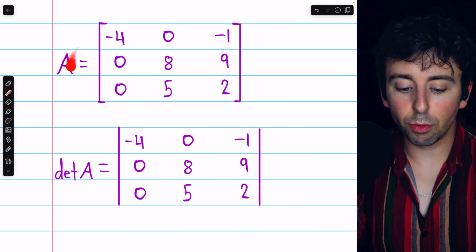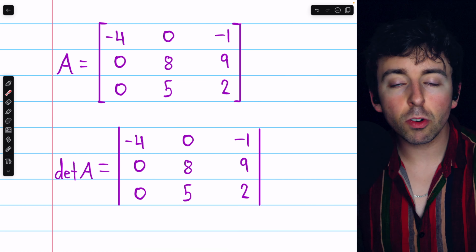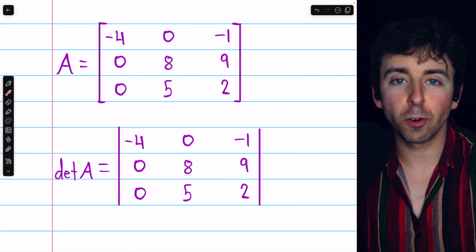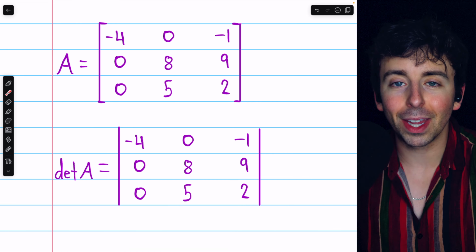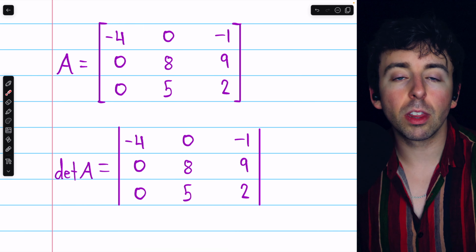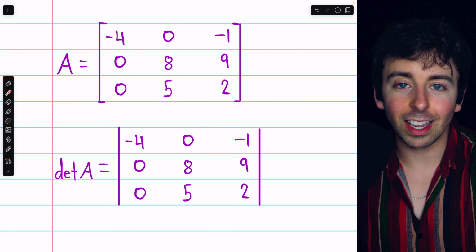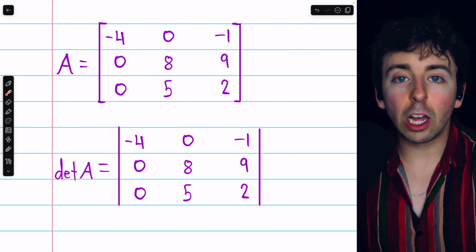Here is another 3 by 3 matrix A. You can try finding the determinant of this on your own. Why don't you try all 3 methods, but maybe begin with the method that you think would be easiest. I'll show you how I would do it now.